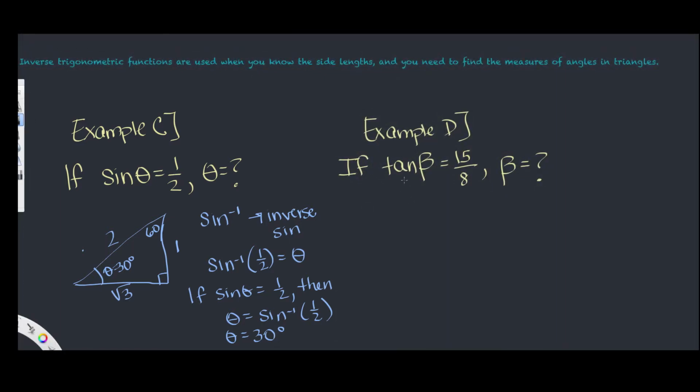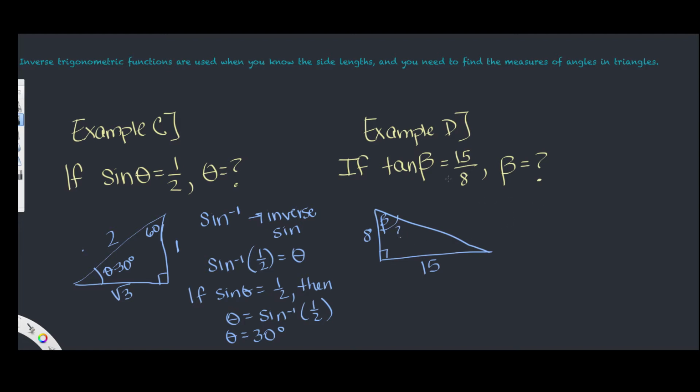So same thing over here. Tangent of beta is 15 over 8. Then what is beta? We could draw it so that we can visualize what that looks like. If I call this angle beta, just another one of our Greek letters, and the tangent is opposite over adjacent, so this is 15 over 8. Then what is the measure of angle beta?